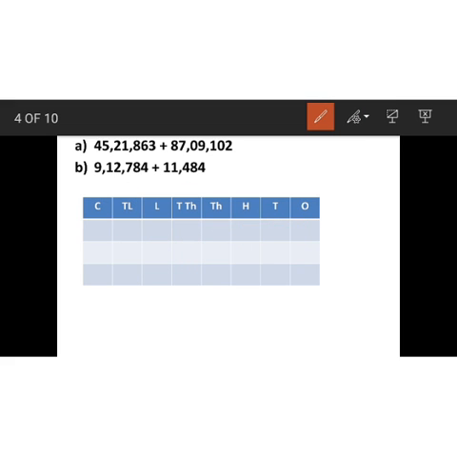Now, let's do the next one. The next question is 9 lakh 12,784 and 11,484. Now, let's add. 4 plus 4, we get 8. 8 plus 8, we get 16. So put the 6 here and the carry here.